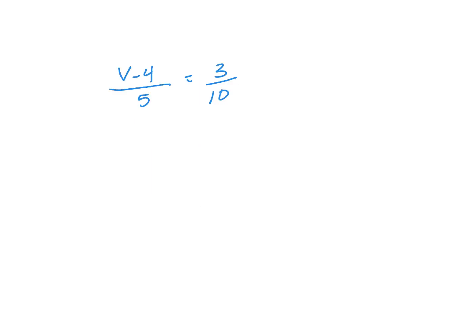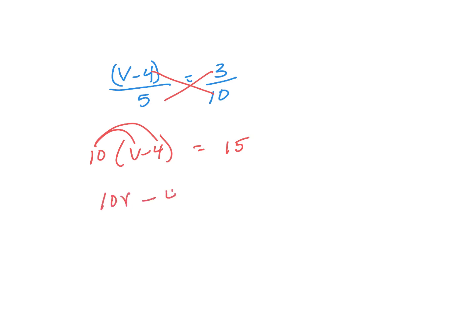When we're doing this problem, the first thing you're going to do is put a parenthesis around this, because that is a sum. And when you cross multiply, you have 10 times (v minus 4), and I always put the number in front of the parenthesis, equals 15, because 5 times 3 is 15. And the reason I forced the parenthesis is because this 10 belongs to everybody. You have to FOIL it in. So you have 10v when you distribute, minus 40 equals 15.